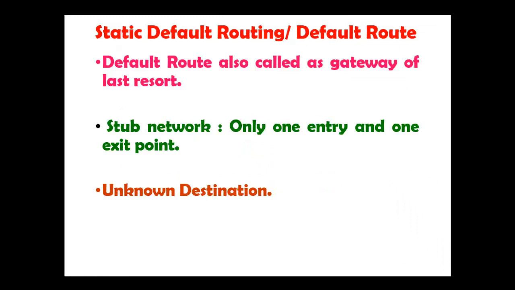In this video, I am going to explain static default routing. A default route is also called the gateway of last resort. It is mostly used with the stub network. What do you mean by stub network? A stub network has one entry and one exit point, and is mostly used at the end locations.